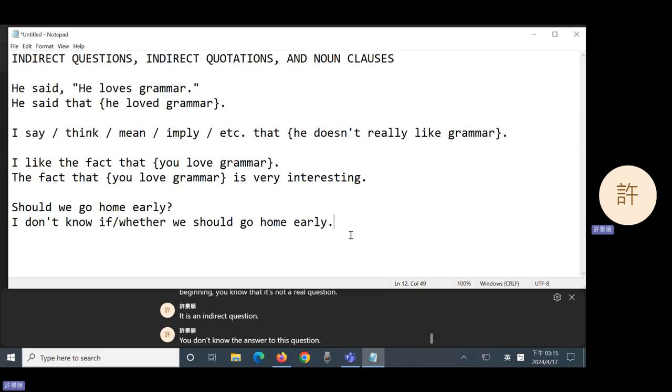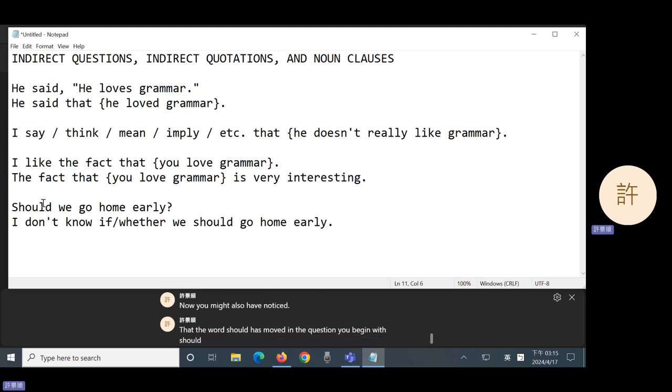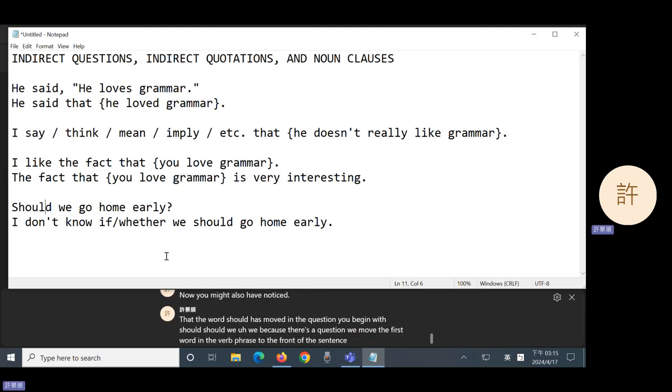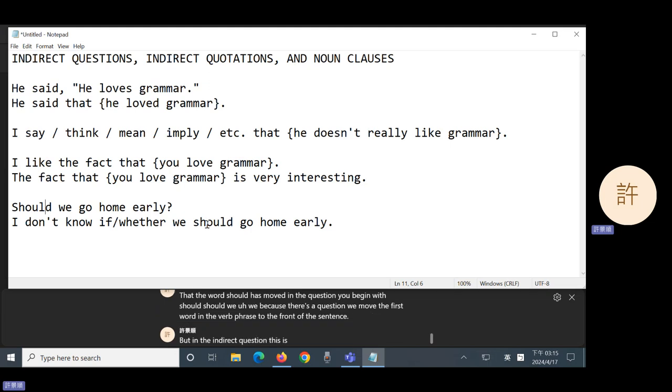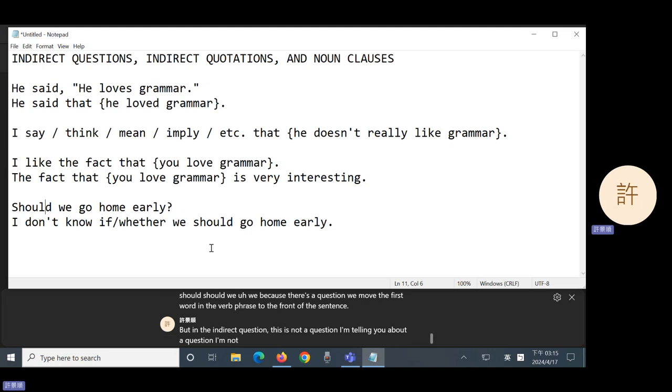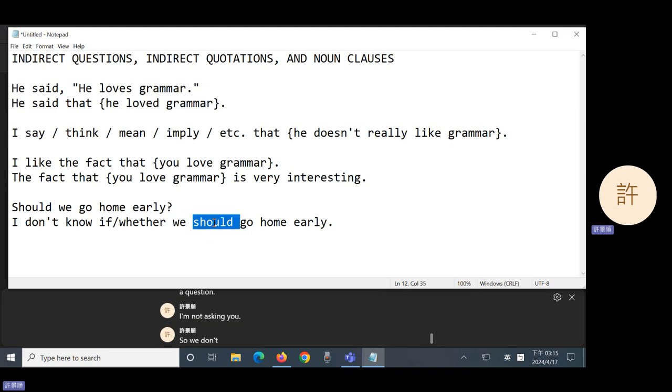Now, you might also have noticed that the word should has moved. In the question, you begin with should we? Because it's a question, we move the first word in the verb phrase to the front of the sentence. But in the indirect question, this is not a question. I'm telling you about a question. I'm not asking you. So we don't move any words. It follows the original word order.